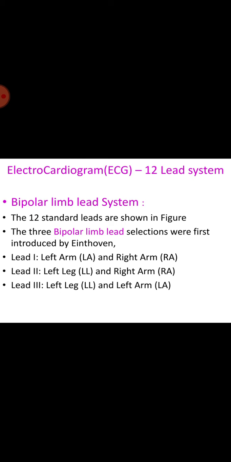There are four types of lead systems used in electrocardiogram: the bipolar limb lead system, the augmented unipolar limb lead system, the modified chest lead system or unipolar chest lead system, and the orthogonal lead system.